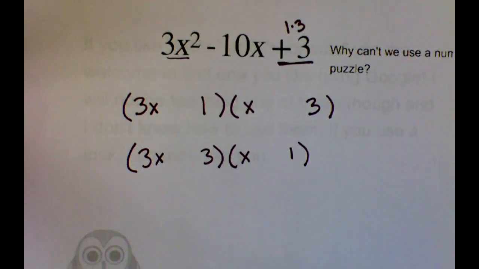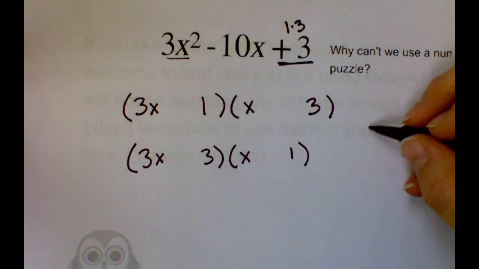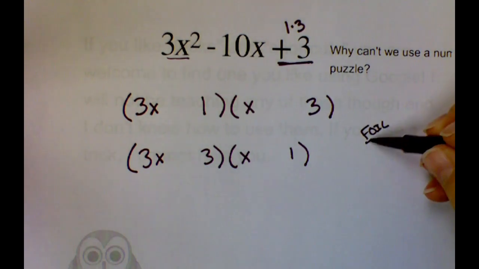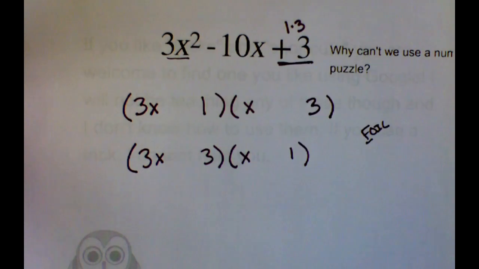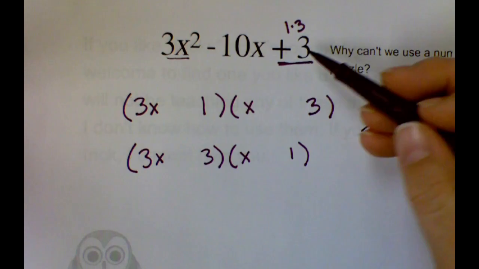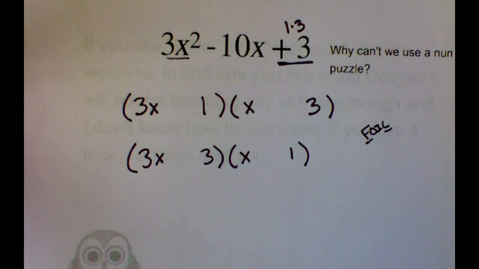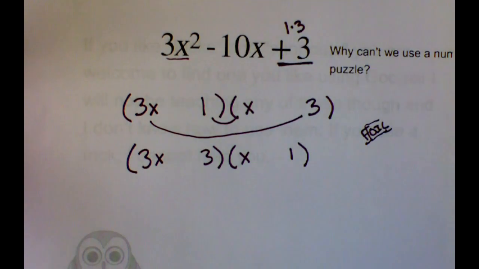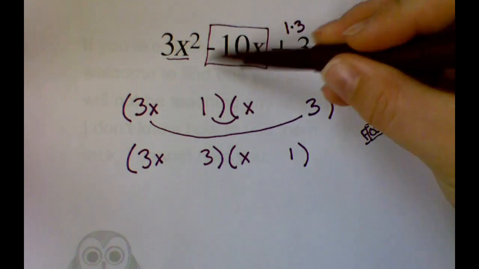And this is where guess and check comes in. The guess and check method, we don't have to check the whole thing. We're essentially FOILing it out, but we don't have to check the first because 3x times x makes 3x squared, and we know that. We don't have to check the last because 1 times 3 makes 3, and that's why I chose those numbers. We just have to check the inside two pieces, the outside and inside. So I need to check here and here because those two pieces should make my negative 10x.